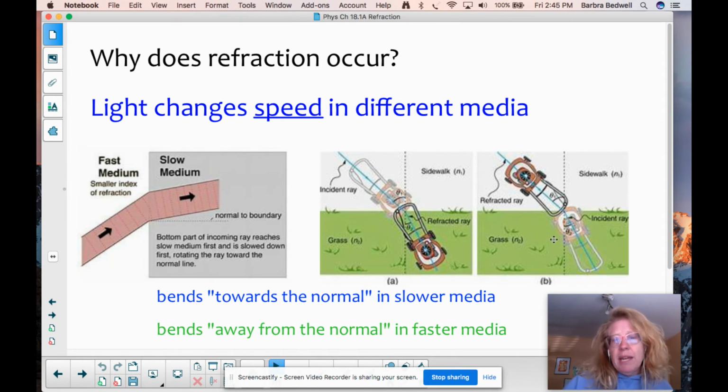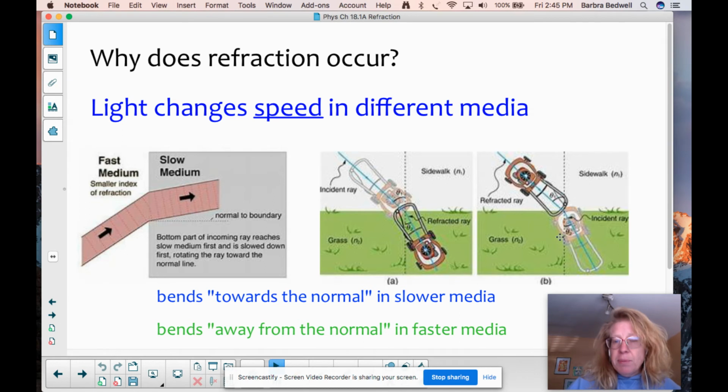And the opposite happens when it's going from grass to concrete. What we would say is that we talk about the light rays bending either towards the normal or away from the normal. So if you think about this one up here, the sidewalk version of it, when it's on this faster medium, we've actually got a bigger angle between the light ray and the normal line. And then when it's in this slower medium here, we've got a smaller angle between the ray and the normal line. So we would say that in this case, this is bending towards the normal.